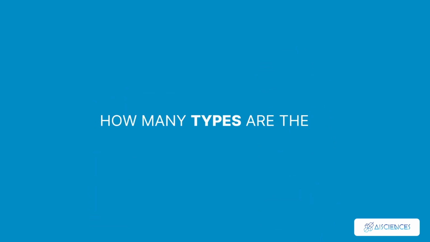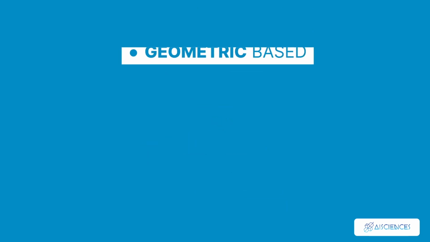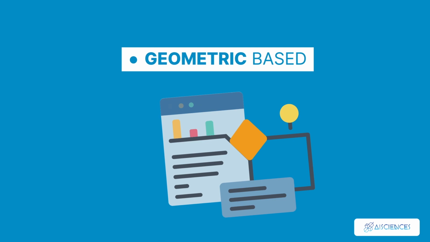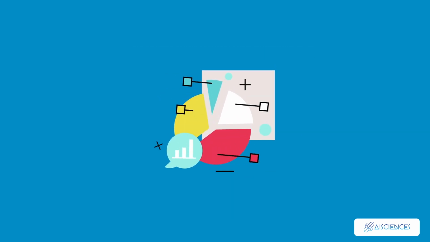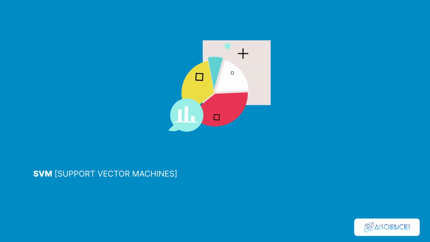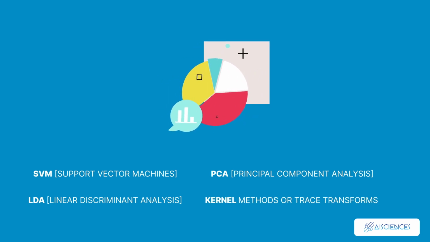How many types are there? There are various types of facial recognition. Some important types are discussed below. Geometric-based. Face recognition algorithms are classified as geometry-based or template-based algorithms. The template-based methods can be constructed using statistical tools like SVM (support vector machines), PCA (principal component analysis), LDA (linear discriminant analysis), kernel methods or trace transforms.